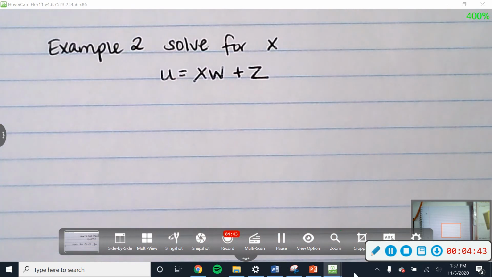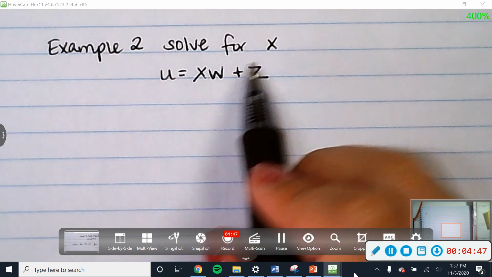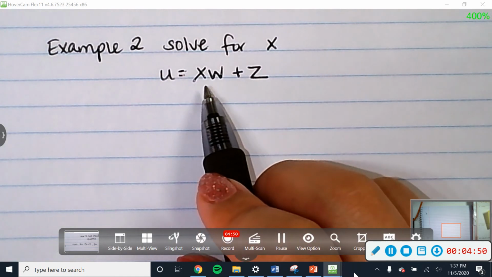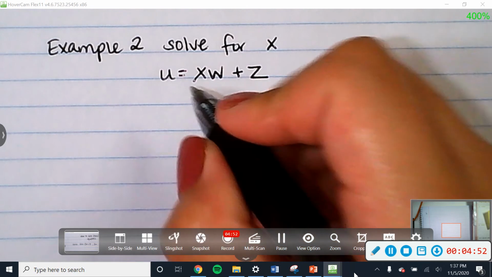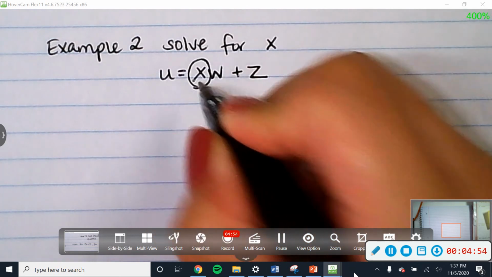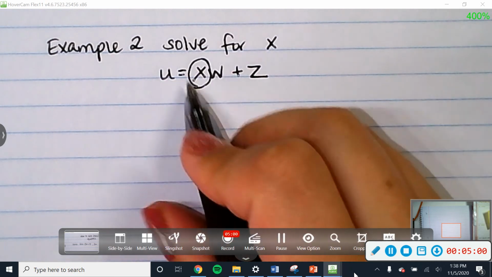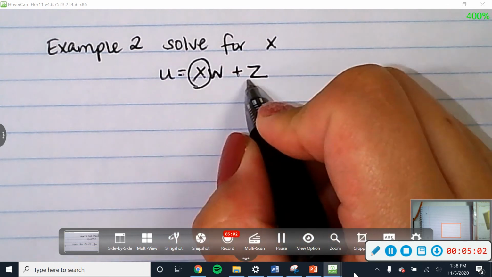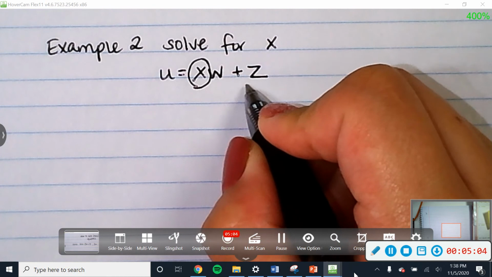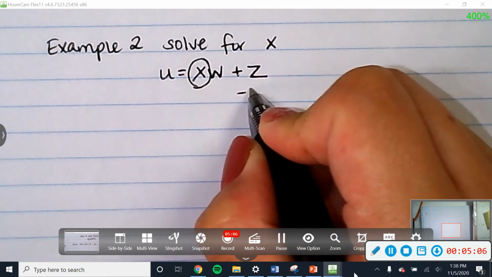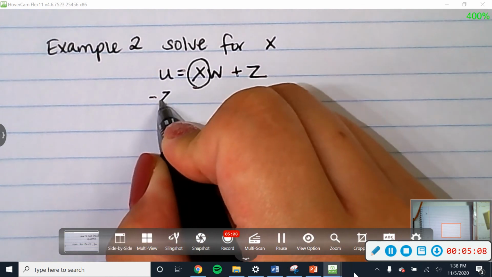Let's look at another similar example here. In this case, we want to solve for x, and our equation is u equals xw plus z. There's a very similar setup with this equation, so you'll pretty much follow the same steps as the example we just did. I'm going to circle my variable of interest and start with the addition subtraction. So I want to get rid of this plus z, so I will subtract z on both sides.